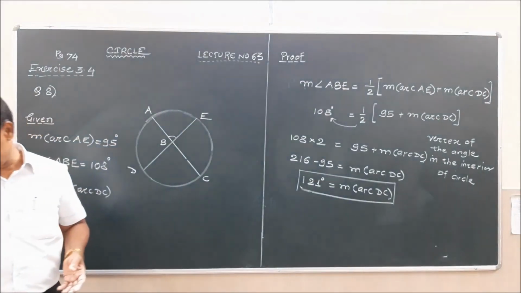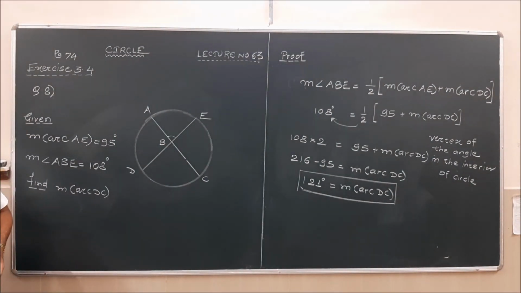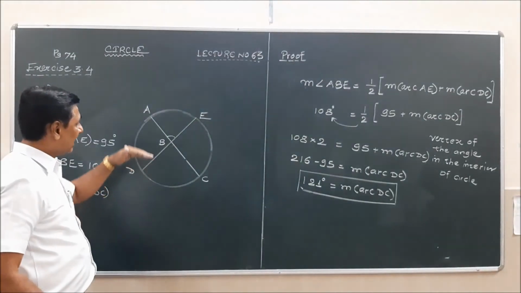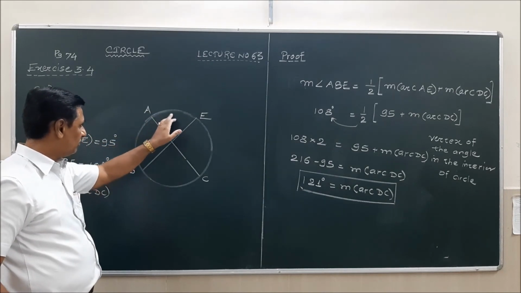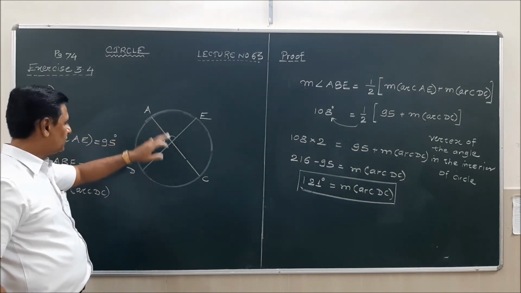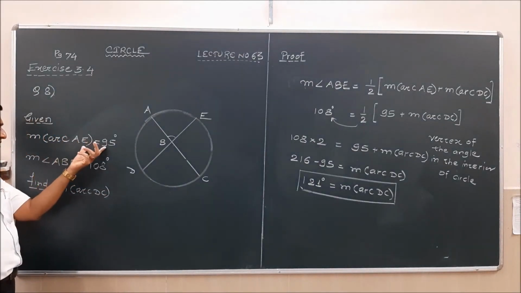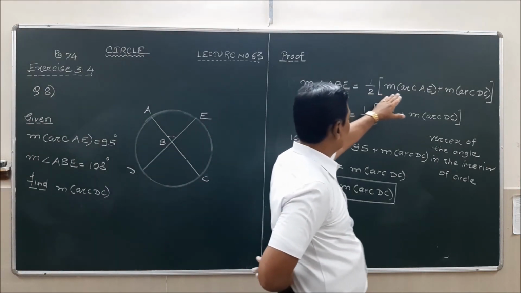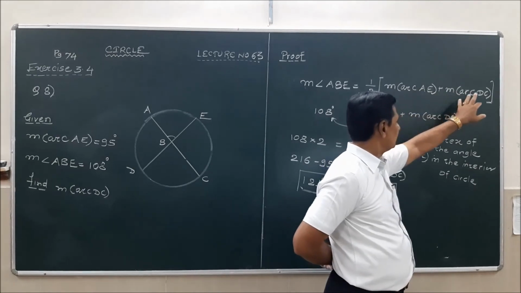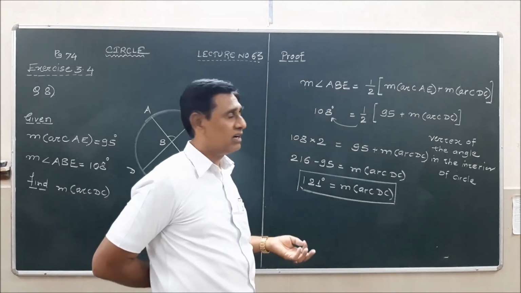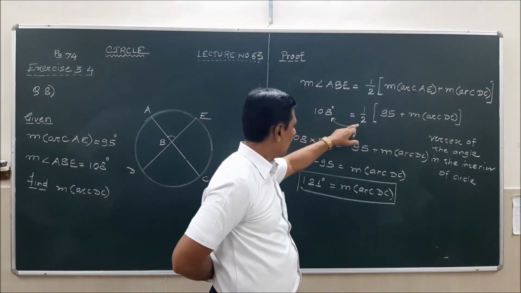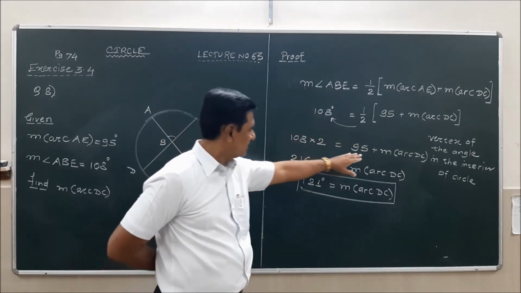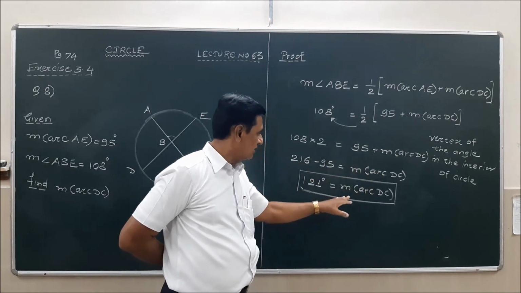Simple, but you must know the fact that when the vertex is in the interior, anywhere in the interior, not at the center, the angle is equal to half the sum of the arcs intersected by the angle and its vertically opposite angle. So arc AE is 95, angle ABE is 108, and arc DC is to be found. ABE is equal to half of arc AE intersected by the angle plus arc DC intersected by its vertically opposite angle. 216 minus 95 is equal to this.